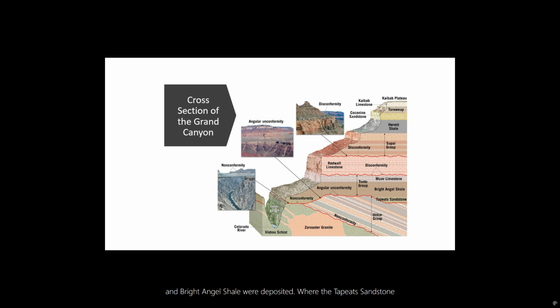Then the Tapete sandstone and Bright Angel shale were deposited. Where the Tapete sandstone and the Bright Angel shale have contact with the tilted rocks of the Unkar group is an angular unconformity. Lastly, there are two disconformities in the canyon, one between the Muav limestone and the Redwall limestone, and between the Redwall limestone and the Supai group.